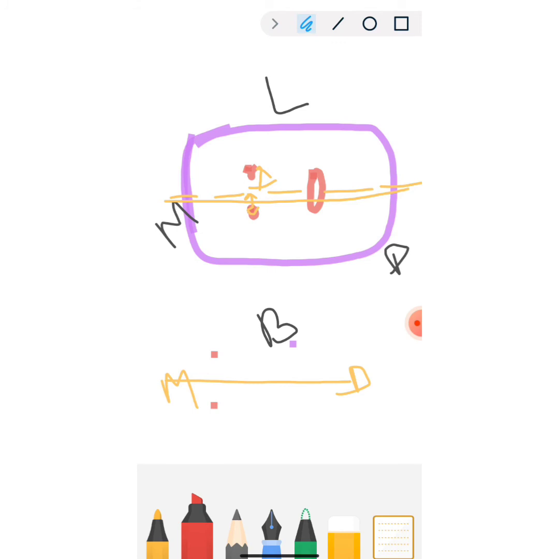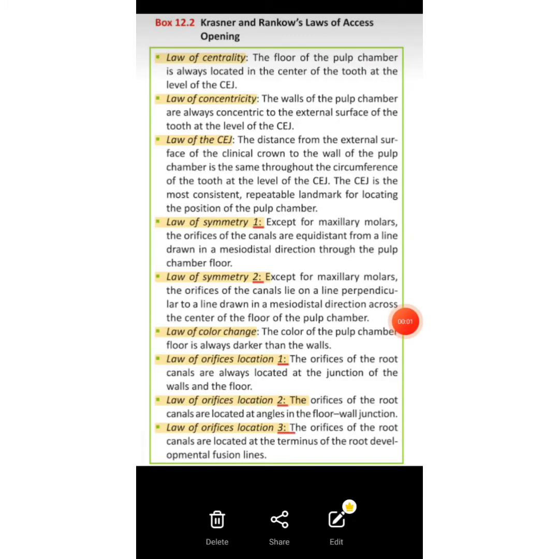Then comes the law of symmetry 2. It states that the orifices are located at a line perpendicular. So if this is the perpendicular to the line drawn in mesiodistal direction, the orifice will be located at its perpendicular position. After law of symmetry, there is the law of color change.